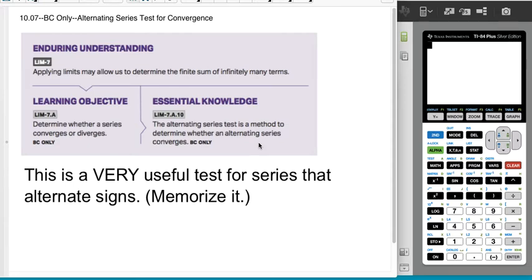All right, this is AP BC Calculus. We're doing a BC only unit. This is Unit 10, Section 7, Alternating Series Test for Convergence. This is super duper useful. Please memorize it. It's really useful for any series that alternates signs.